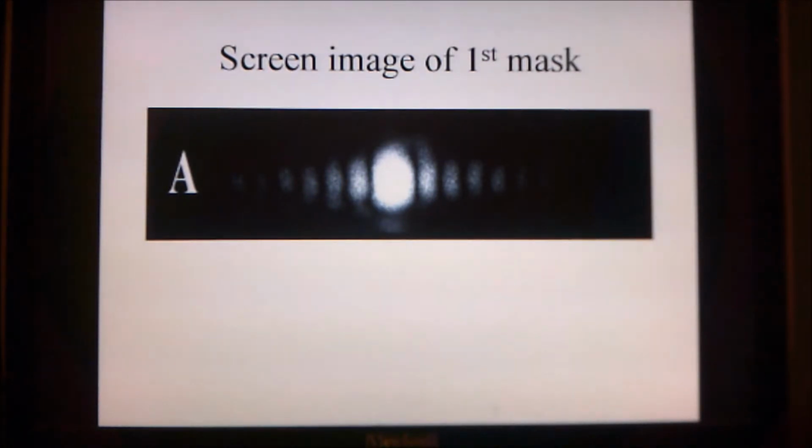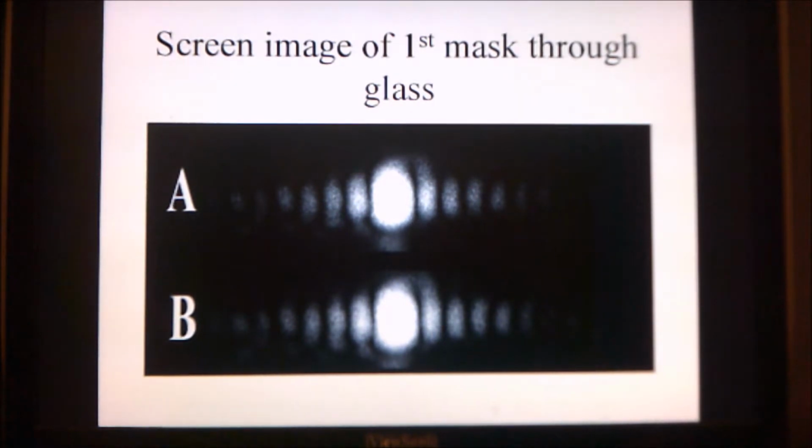This is the screen image from the light through the first slit onto the screen, which was 8 meters away. This is a normal diffraction pattern. The laser beam is directed onto a second mask, which consists of glass plates. This is just normal window pane glass. And you see here the direct diffraction pattern goes through the glass. Now this part of the experiment is known as the Hodge Experiment, which was explored in an earlier video. This is experiment B, where we put a piece of glass between the first slit and the screen. The glass is transmitting the image fairly well.